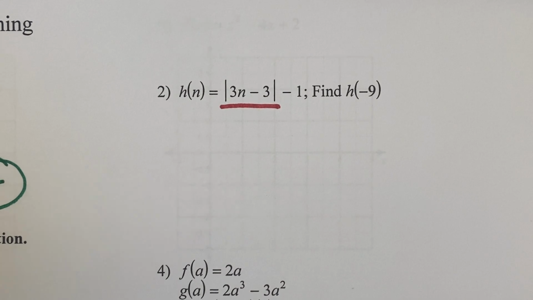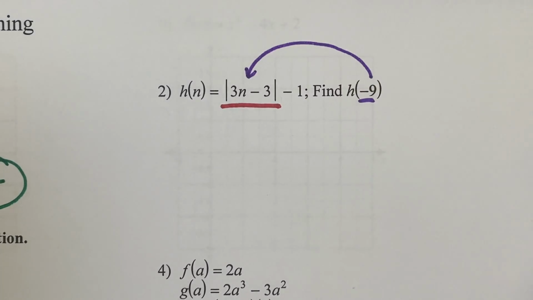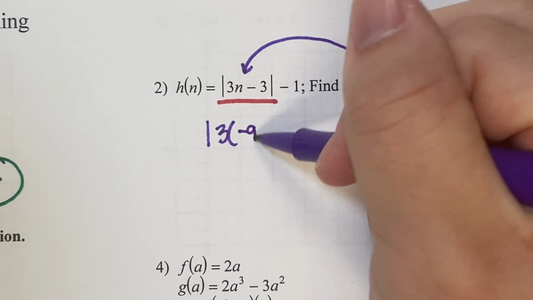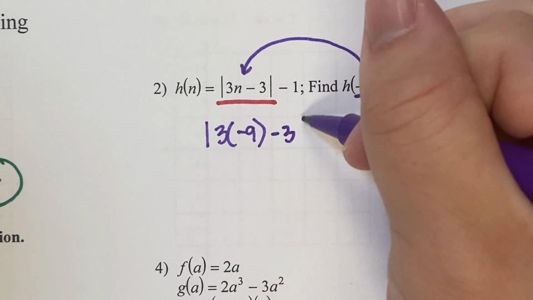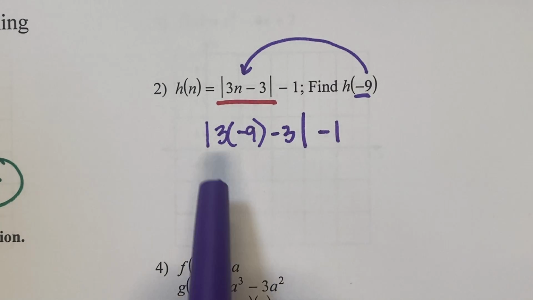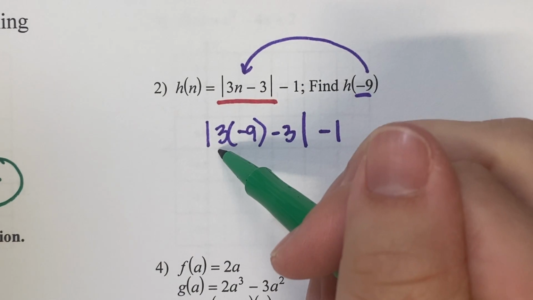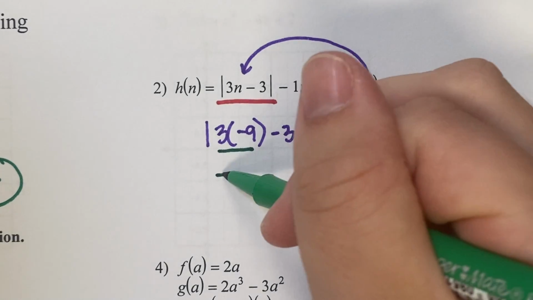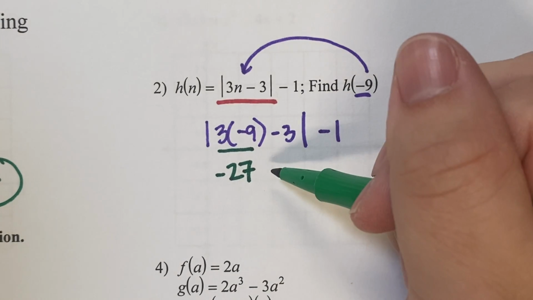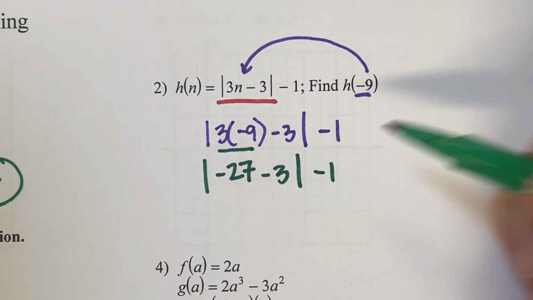And then it's telling us what it wants us to plug in, giving a value to that n spot. So now I have the absolute value of 3 times -9, used to be an n there, minus 3, that's all an absolute value, and then we have -1 on the end. Again, we treat these absolute values like parentheses, so we need to solve what's inside first. What's inside we need to multiply, so 3 times -9 is going to give me -27. Then I have the absolute value of -27 minus 3, and then we would subtract the 1.